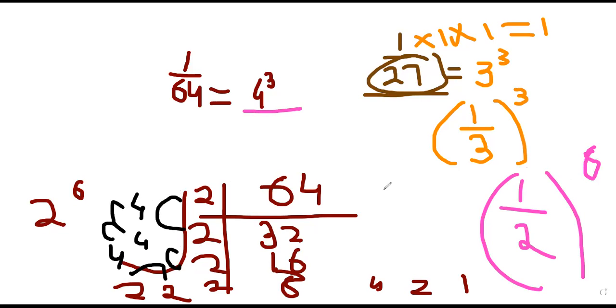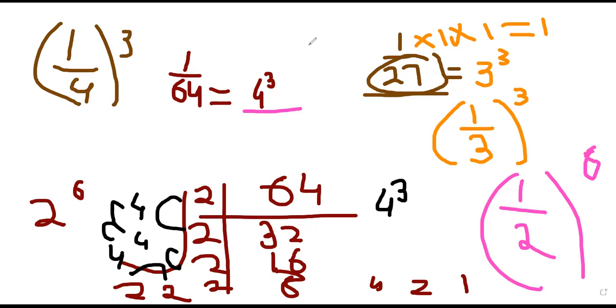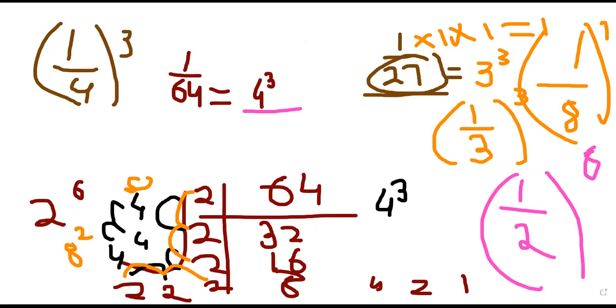What did it become? 4 cube. Am I right? So it will be 1 by 4 whole raised to 3. Now what we can do is, we can make it even in 3 parts. 2 twos are 4, 4 twos are 8. 8 came. Now there are 2 eights, so 8 square. It will be 1 by 8 whole raised to 2, which is 1 by 8 square.